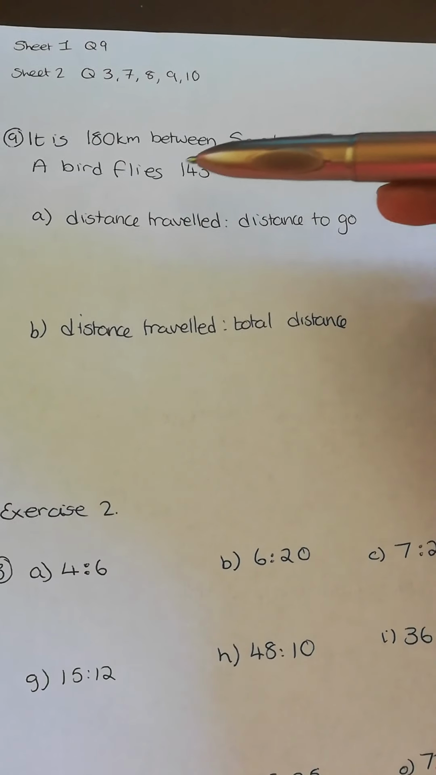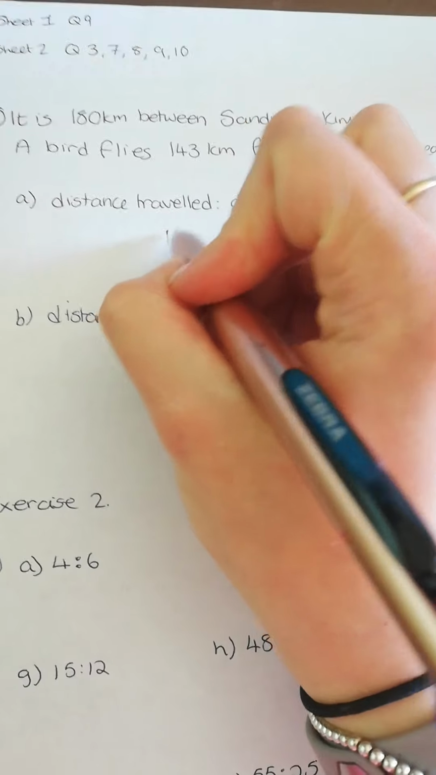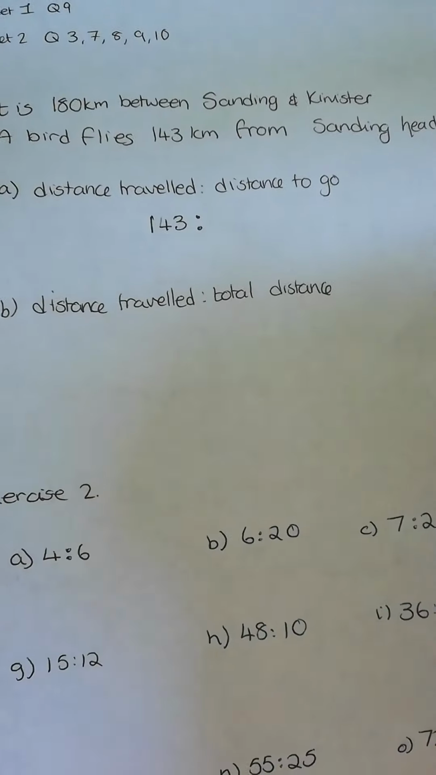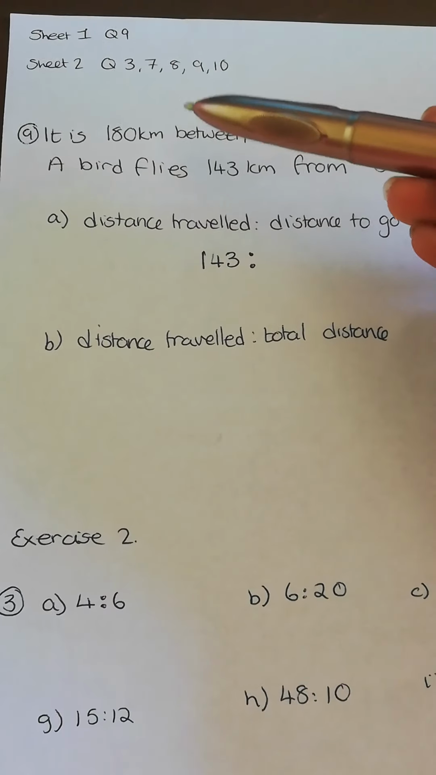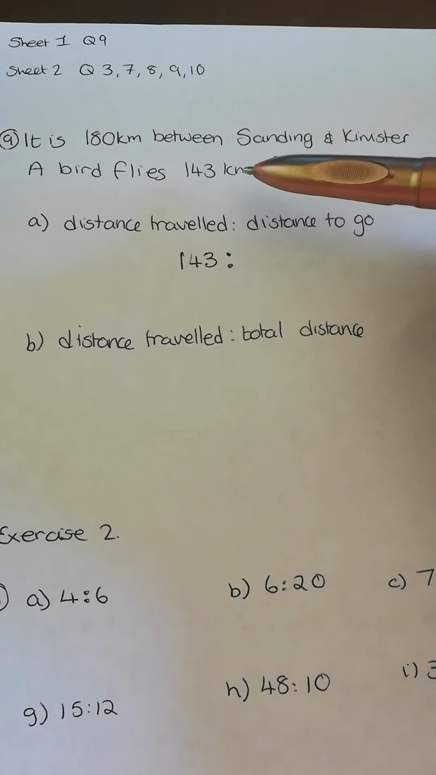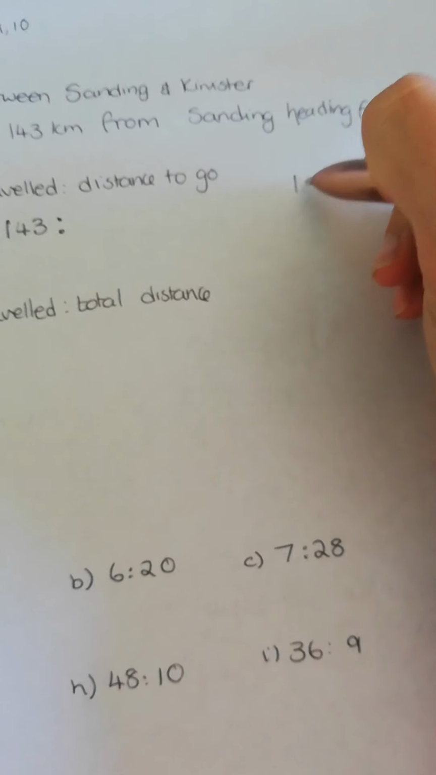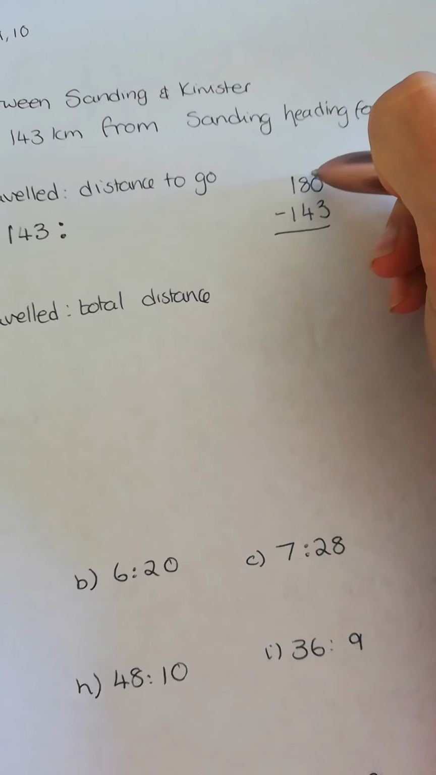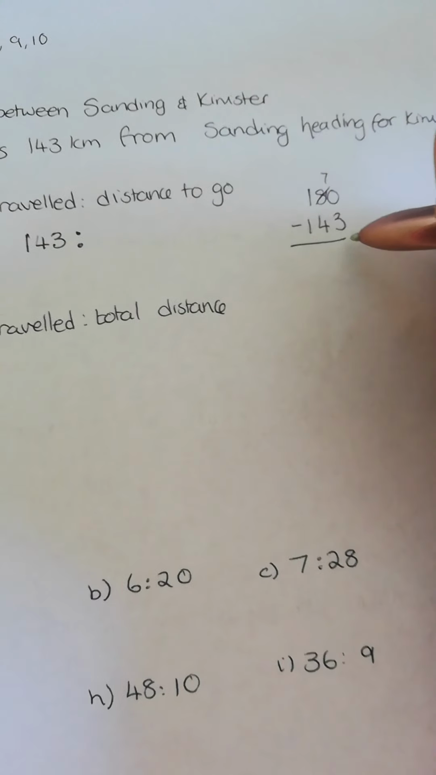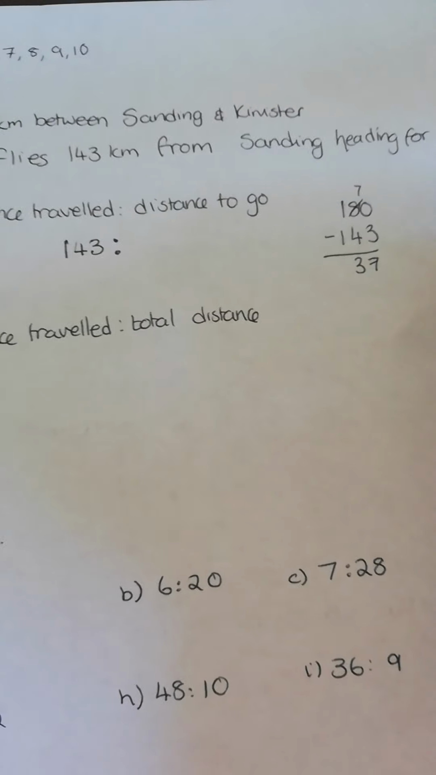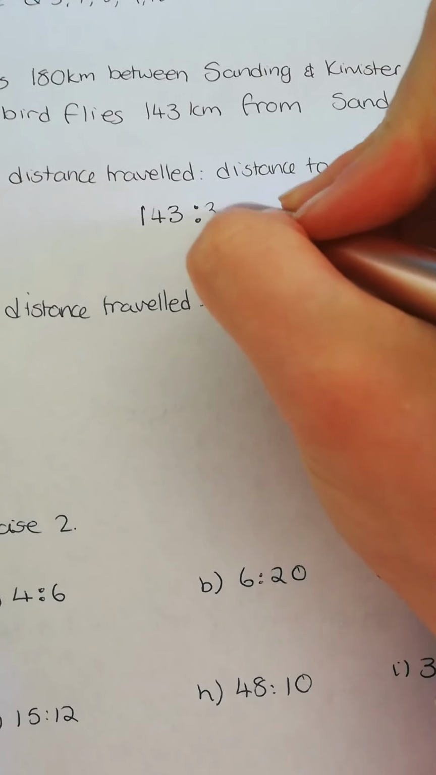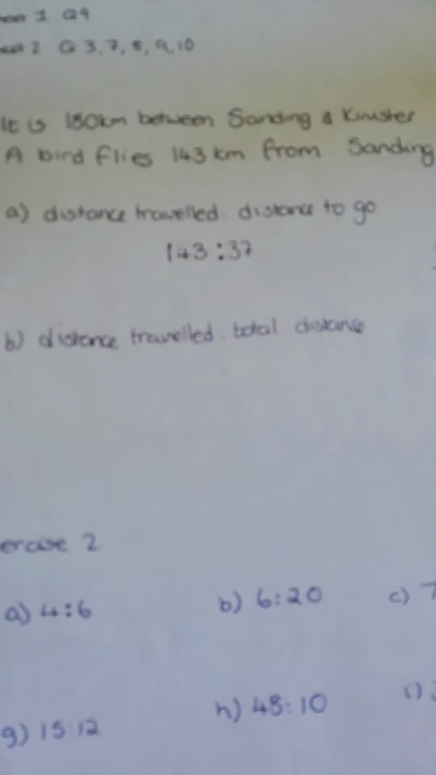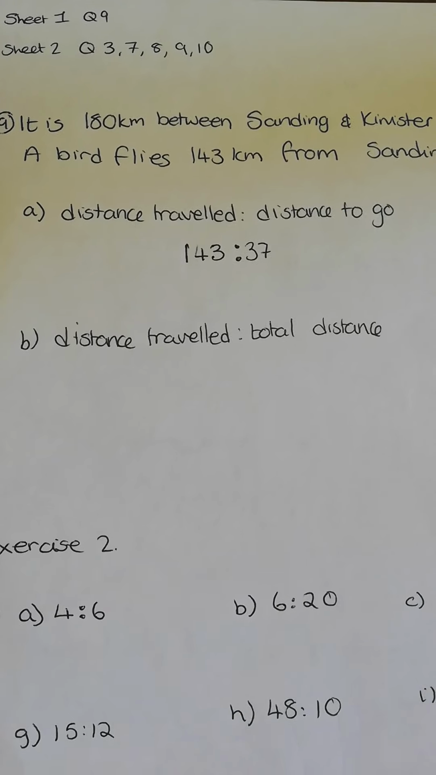So, the distance travelled, the bird has flown 143 kilometres. So that's our distance travelled. So we've got 143, and then we've got the colon, and then the distance to go. Well, the whole journey is 180 kilometres, and we've already done 143, so a quick little sum. 180, take away 143, will give us our answer of how far is still to go, which is 37. So the distance to go is 37. So the ratio of distance travelled to distance to go is 143 to 37.